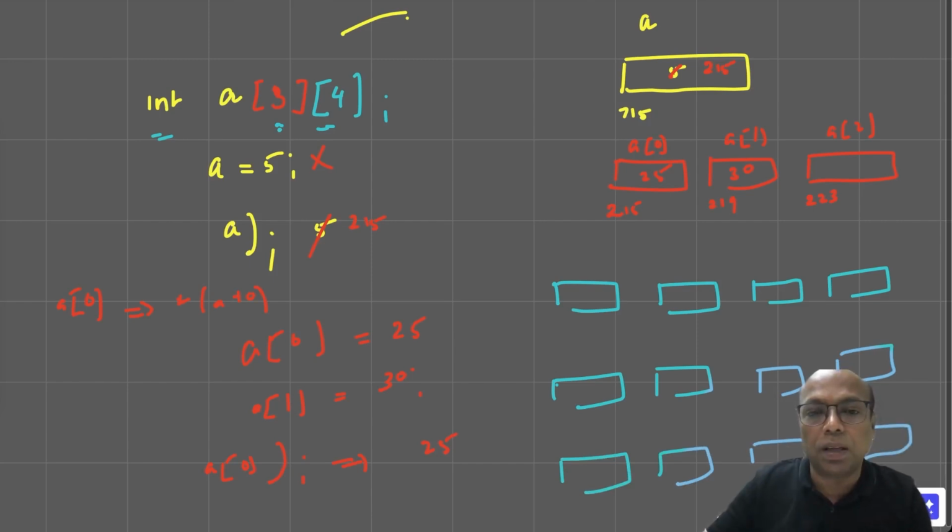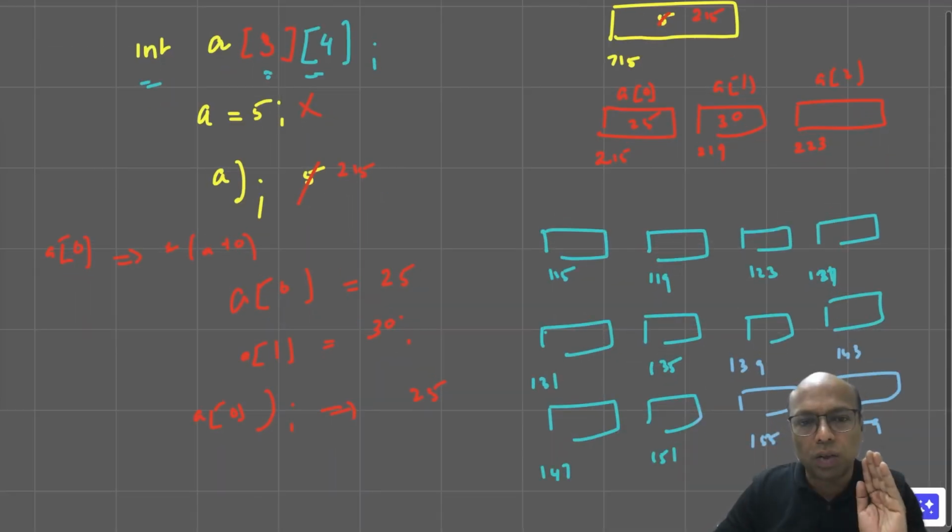What do I mean by this? If the address of this is 115, this is 119, this is 123, this is 127, and this is 131, this is 135, 139, 143, and it goes like this. All the 12 blocks are stored in adjacent memory.